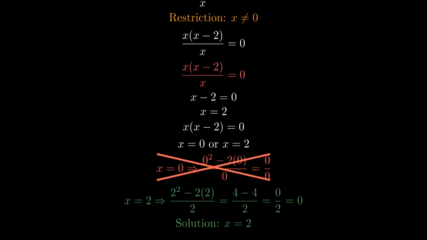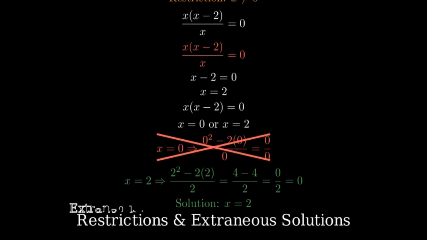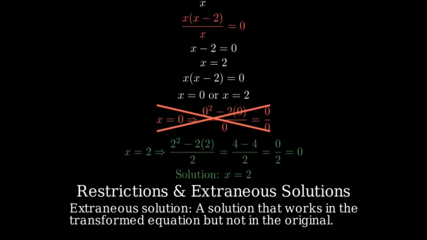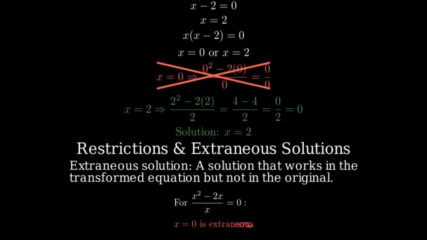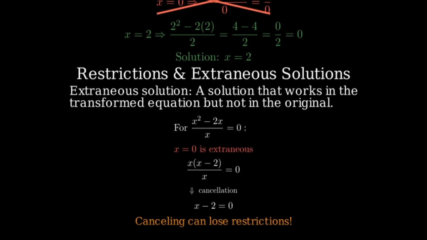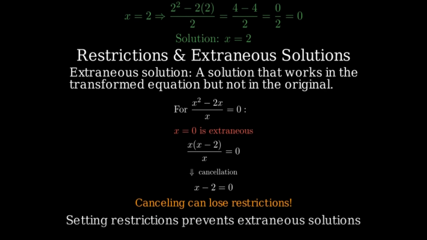Finally, let's discuss how restrictions relate to extraneous solutions. An extraneous solution is a solution that satisfies the transformed equation after we've manipulated it, but doesn't satisfy the original equation. For instance, in our equation, x squared minus 2x divided by x equals 0, we found that x equals 0 would make the original expression undefined. The cancellation step in solving could introduce extraneous solutions if we don't check our answers against the original restrictions. This is why setting restrictions at the beginning is so important. It helps us identify and eliminate extraneous solutions that might arise during the solving process.